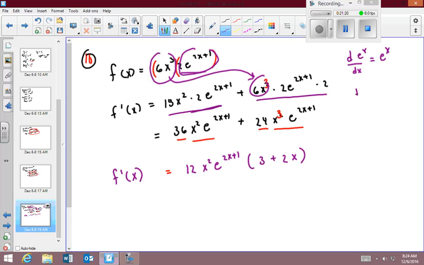And then the chain rule says that if you have a value up in the exponent, and that's e to the g of x, you have to take the derivative of g of x. So see, this is really this part right here, or this part if you want. And then this is the derivative of the exponent.